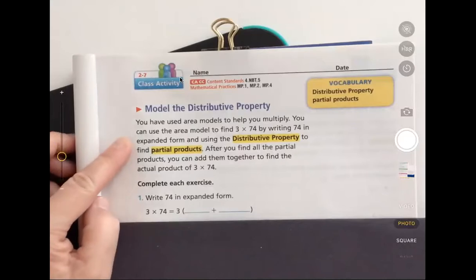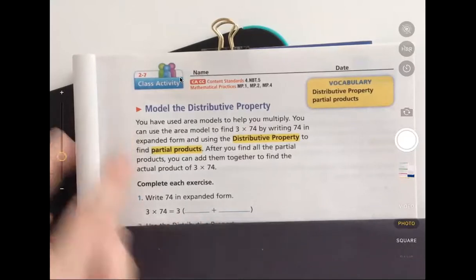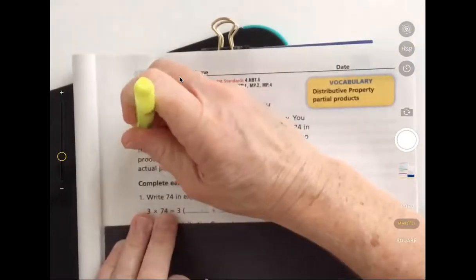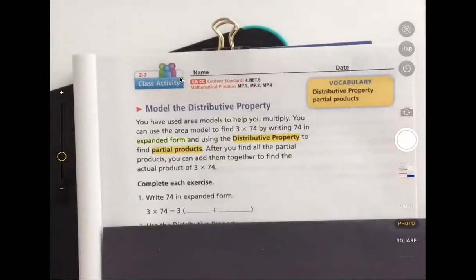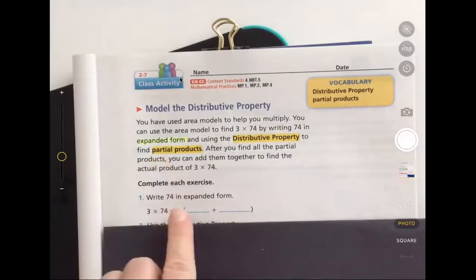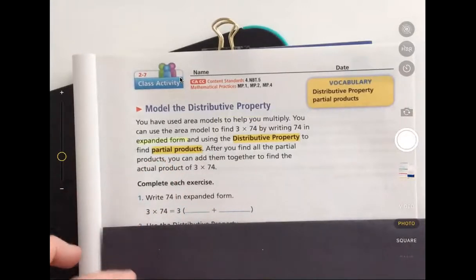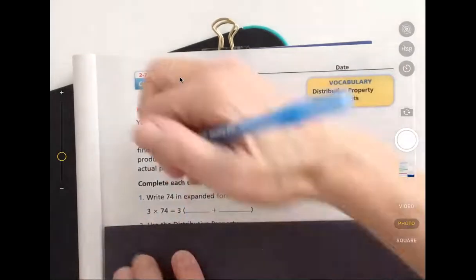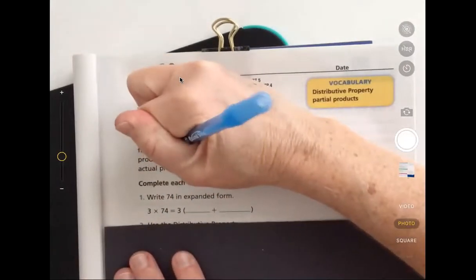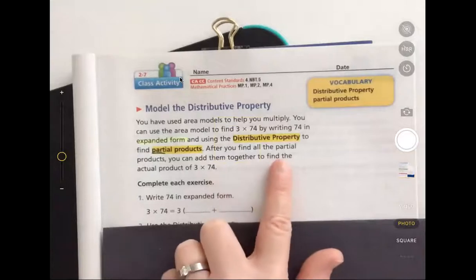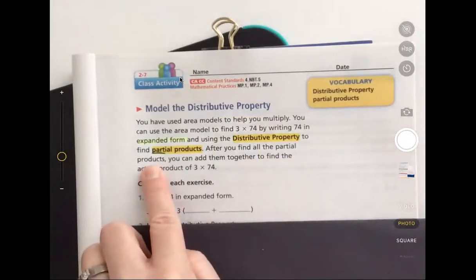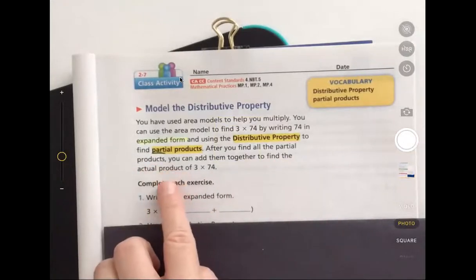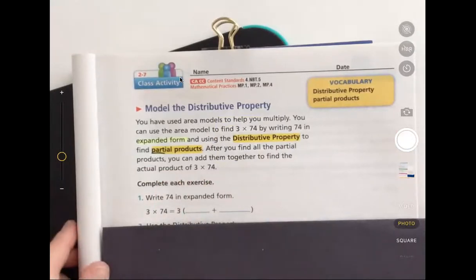So remember that expanded form is just that stretching it out, right? So we're really thinking about that. I'm going to highlight expanded form. Partial products is just going to be, we're going to break it up. We're going to do one part at a time. So in partial, you can see the word part, right? So we're going to break this up into parts. After you find all the partial products, all the parts, you can add them together to find the actual product of 3 times 74. So we'll be able to find the real answer.